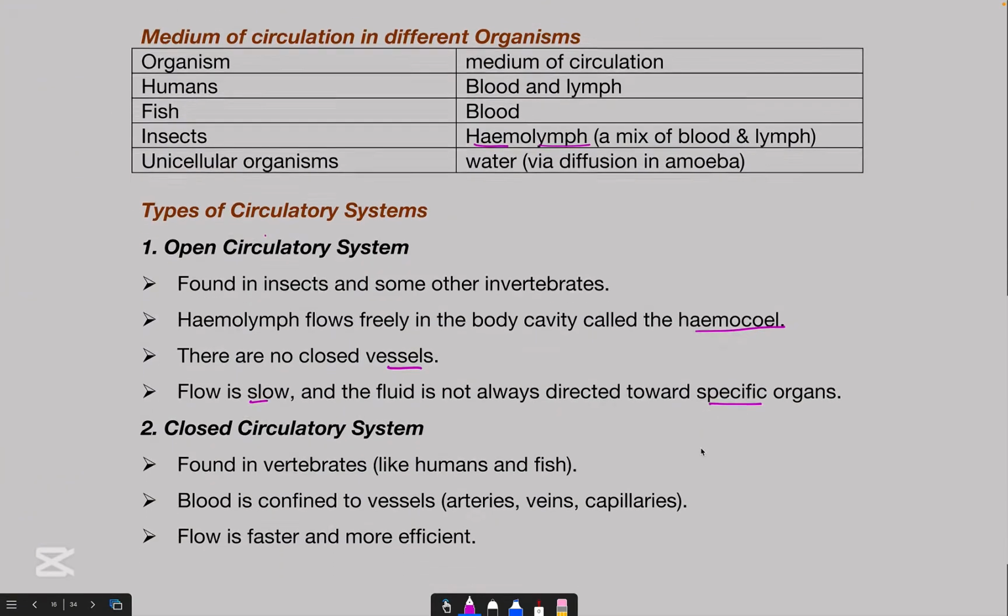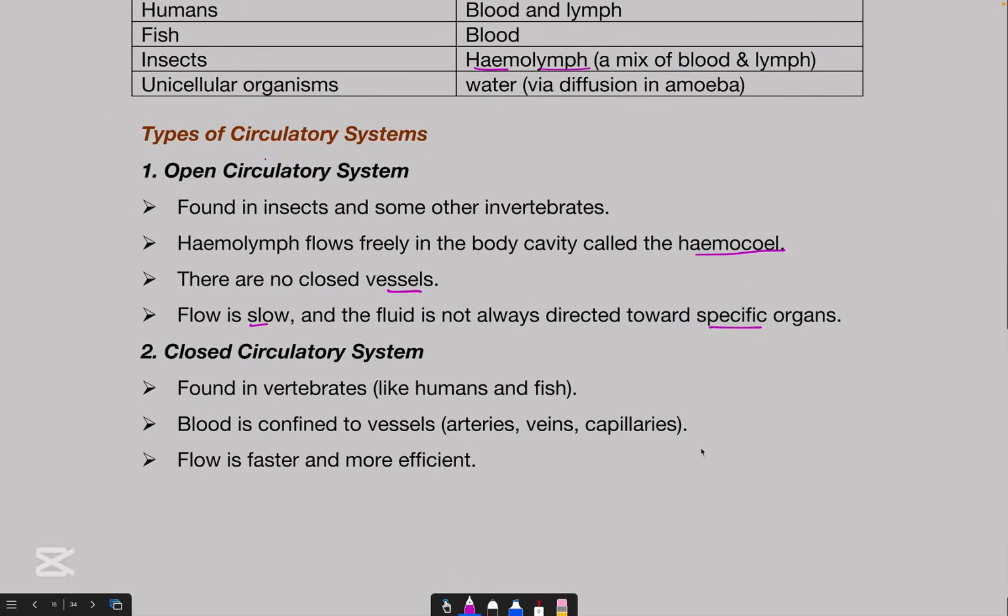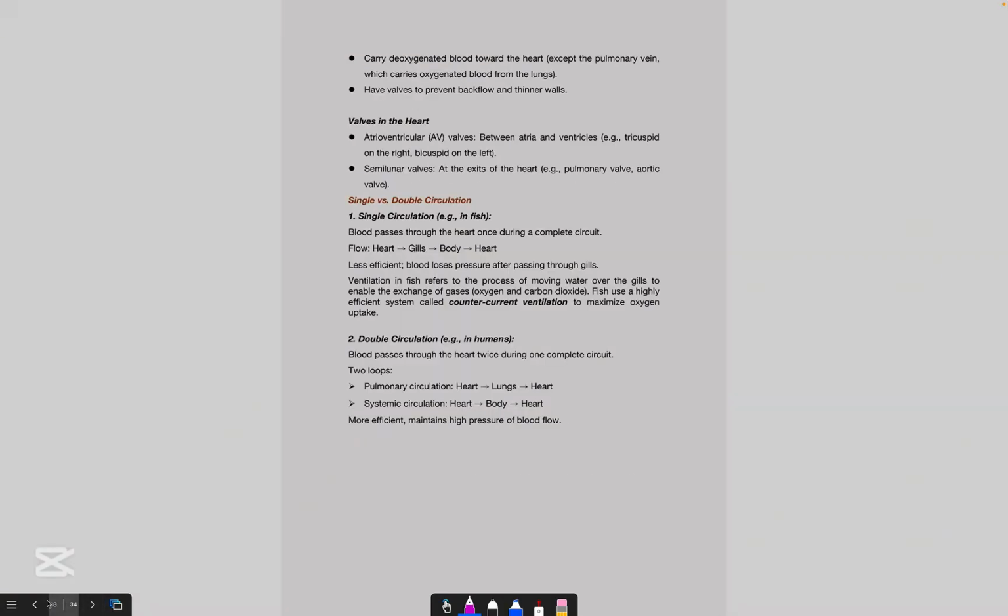Then we have the closed circulatory system, which is found in vertebrates like humans and fish. Now, the blood is confined to vessels. The blood vessels are the arteries, the veins, and the capillaries, hence the name closed circulatory system. The blood is within these arteries, veins, and capillaries. Until you puncture an artery, a vein, or a capillary, you will not come across blood because they are enclosed. Are you getting it? Now, flow is faster and more efficient in the closed circulatory system.